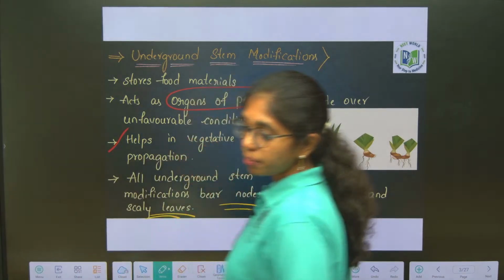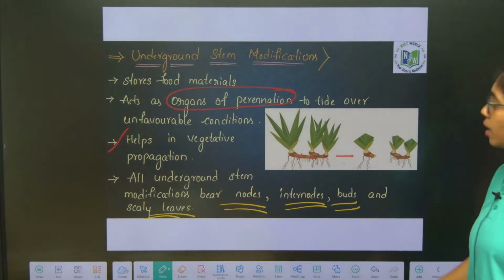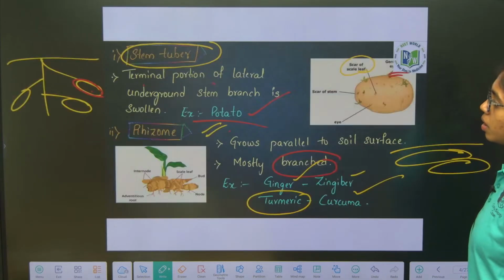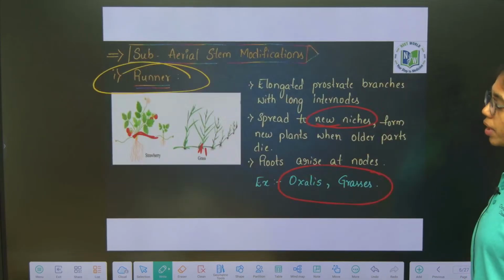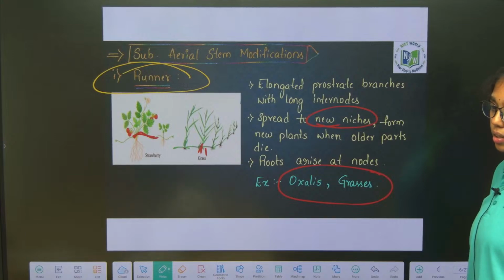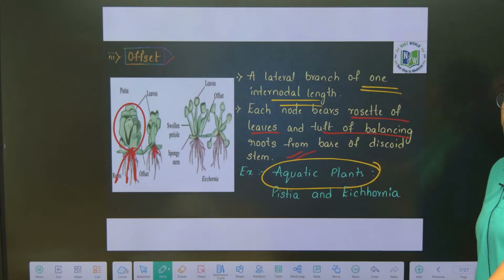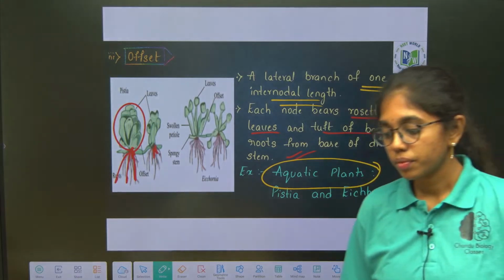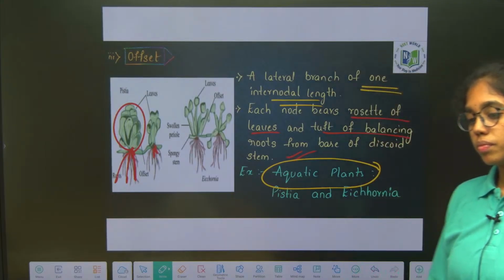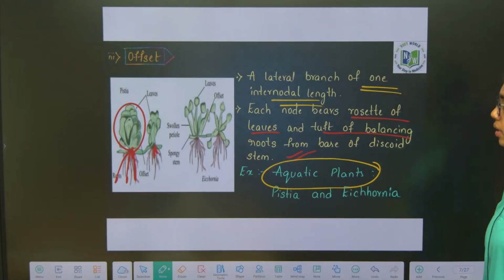All these points are important, Kunal. I hope till underground stem modifications you have written, right? Yeah, runner you take down. Also I took down only from offset. That single page will not at all be sufficient. Take it down neatly and clearly.